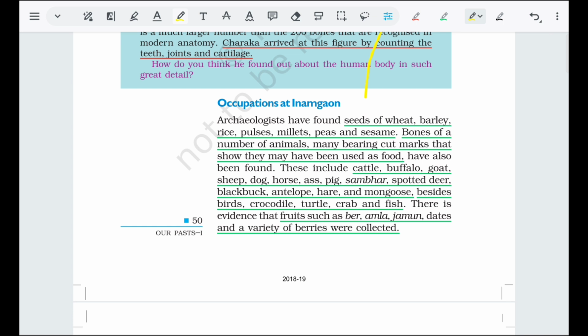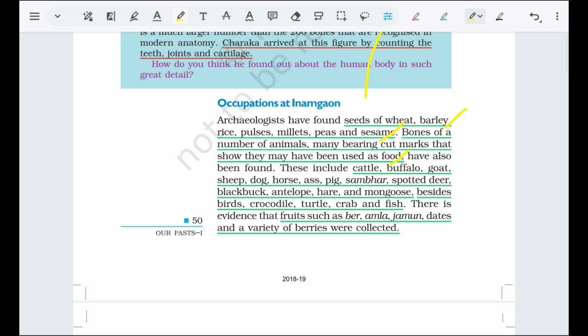Occupation at Inamgaon. So what were the occupations? They were farmers. They used the seeds of wheat, barley, rice, pulses, millet, peas, and sesame. Bones of animals, many bearing cut marks, show that they were used as food. So animals were used as food, and the bones of those animals have cut marks on them.